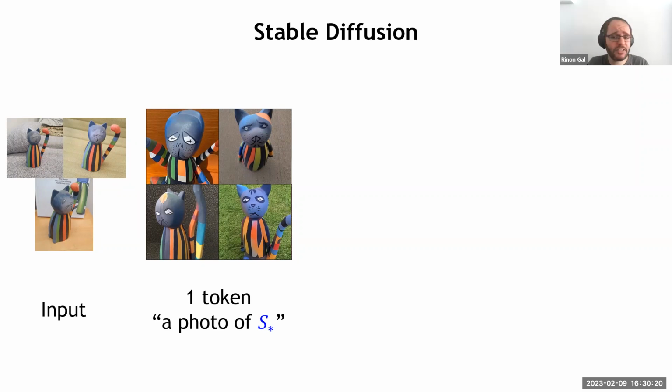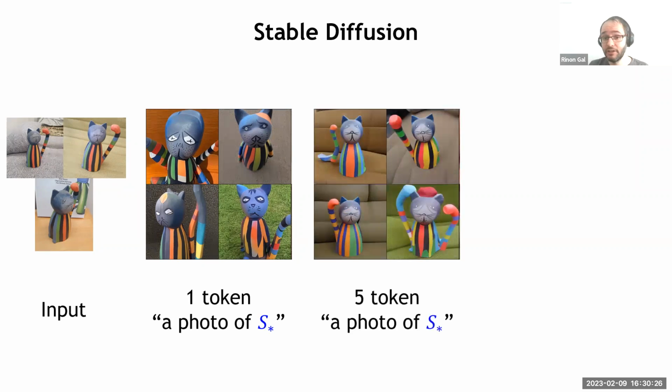We can try to fix this, for example, by adding more tokens. We saw that this can help us with identity preservation. And indeed, if we do that, we get these results, which are great, I think. The color order isn't the same, but you can really see that the model manages to capture the face and the semantics of the cat statue that we're trying to learn.